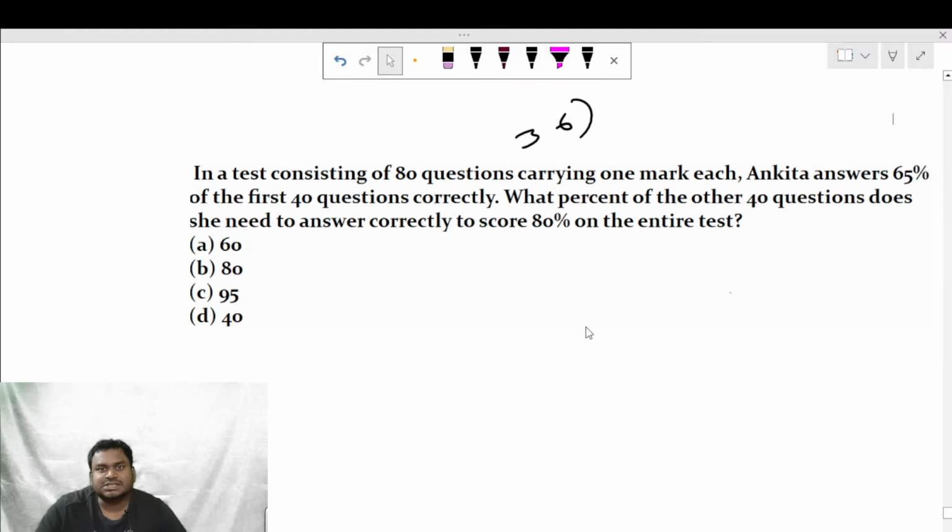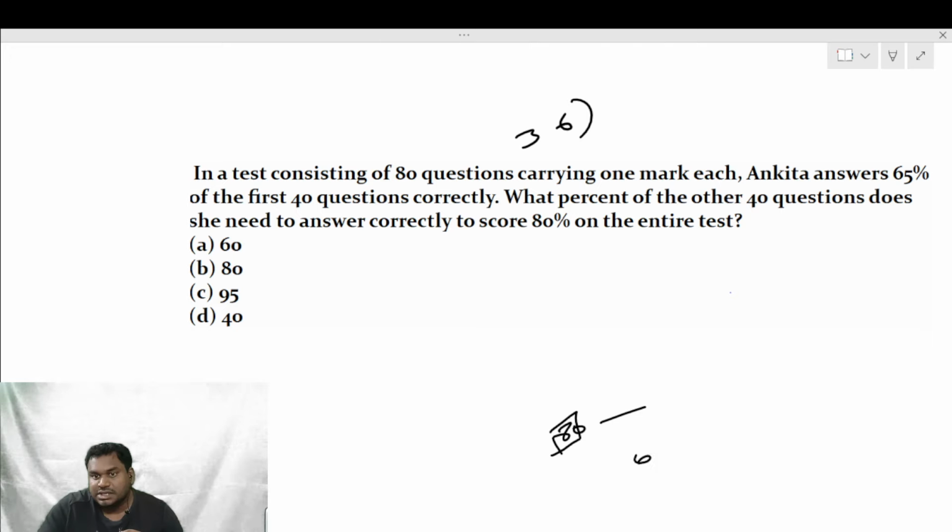In a test consisting of 80 questions carrying 1 mark each, Ankita answered 65% of the first 40 questions correctly. What percent of the other 40 questions does she need to answer correctly to score 80% on the entire test? This was done before also. As an aggregate, she should get 80% marks on the entire test. How many questions are there? Out of 80 questions, 10% is 8. So 80% is 8 into 8, which is 64.